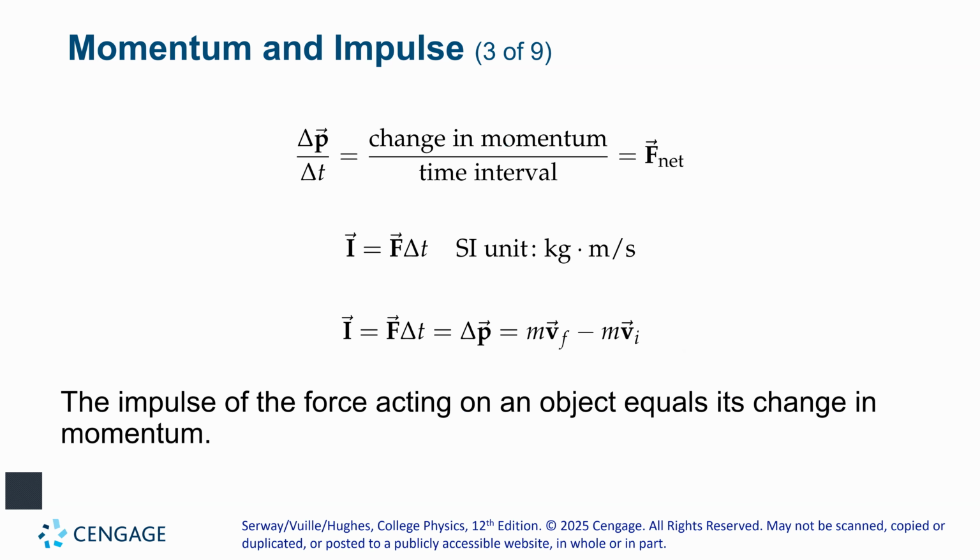We call this equation the impulse-momentum theorem, and we're going to use it to solve certain problems. What we need to take out of this theorem is that once a force has acted on an object, it will change the momentum, and we're going to call that change in momentum an impulse.